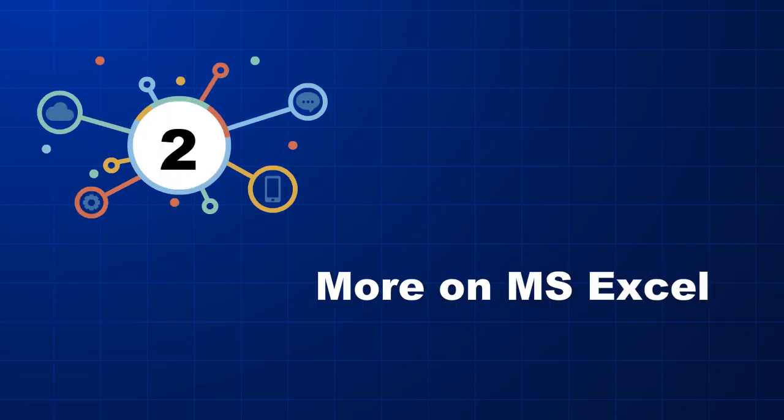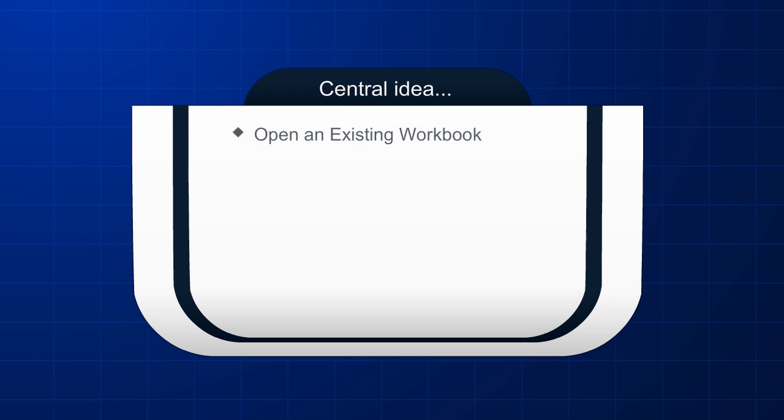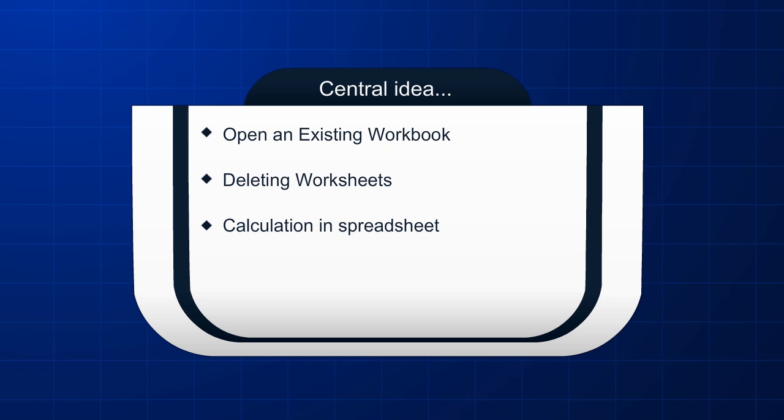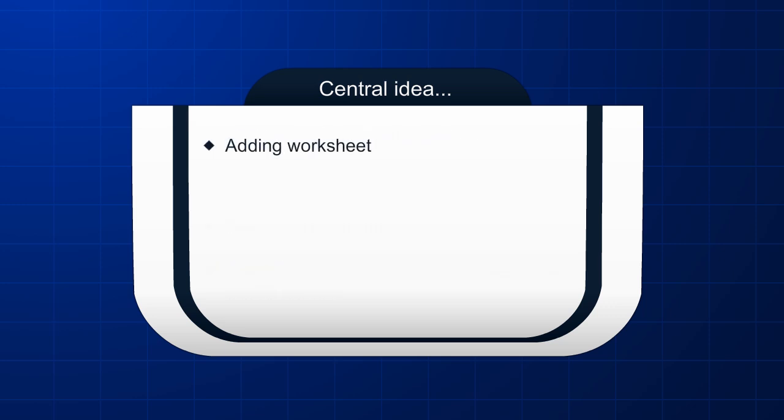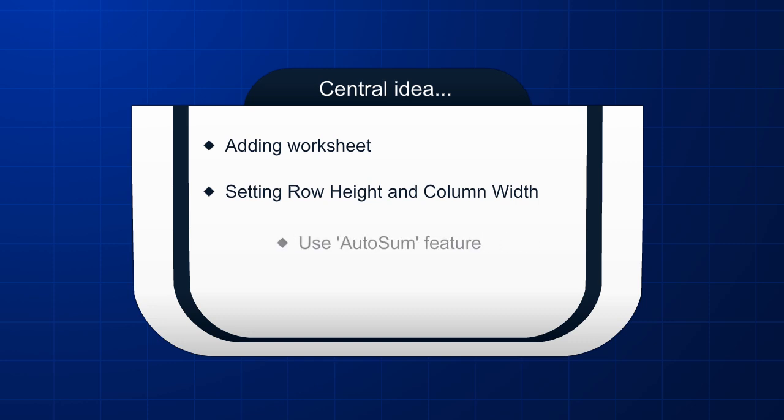Chapter 2. More on MS Excel. Central idea: opening an existing workbook, deleting worksheets, calculation in spreadsheet, use of fill handle and continue a series with the fill handle, adding worksheet, setting row height and column width, use auto sum feature.